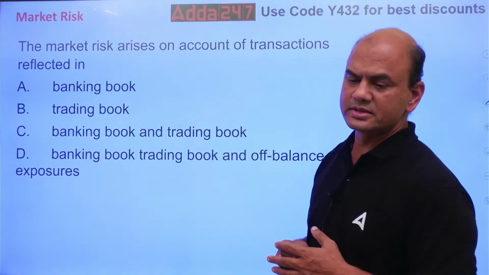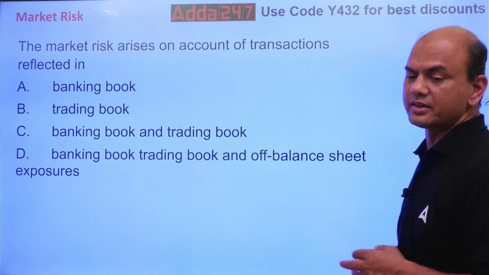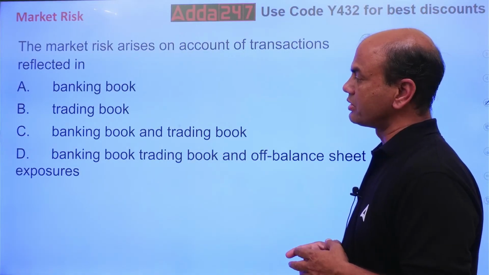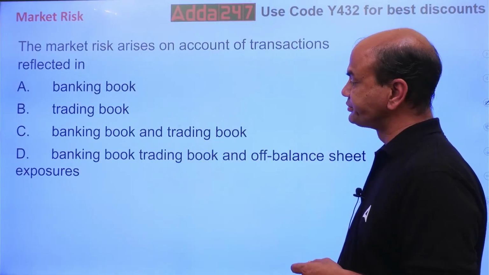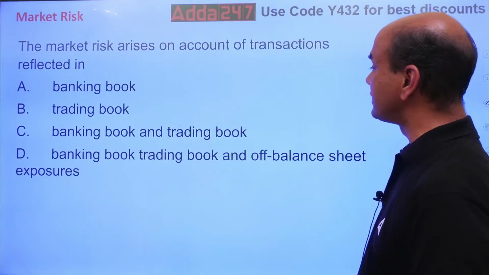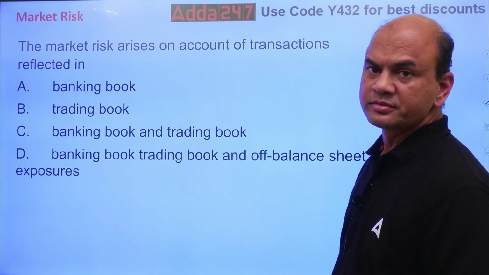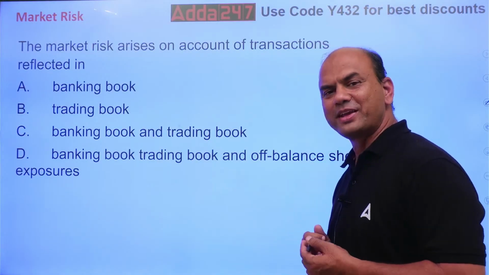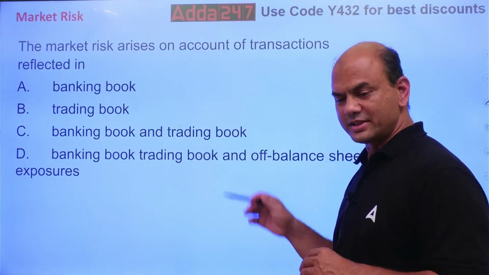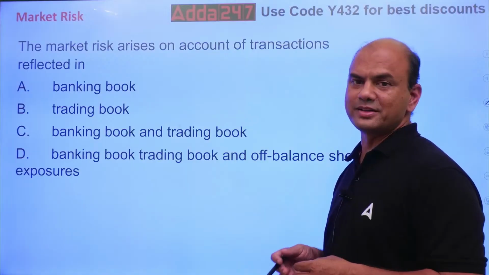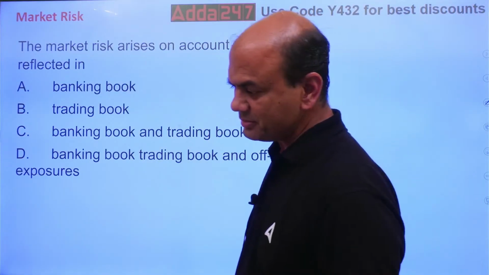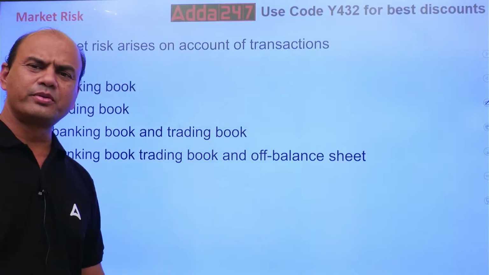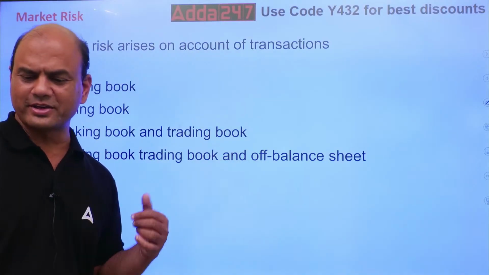The market risk arises on account of transactions reflected in, means how do you get the market risk? Reflected in banking book and trading book, banking book, trading book and off-balance sheet exposures. So market risk arises because of what? Option C is banking and trading. D is banking, trading and off-balance sheet. Let me see, what do you answer? I know maximum of you will give one answer, which you will answer. Let me see, are you answering the same?